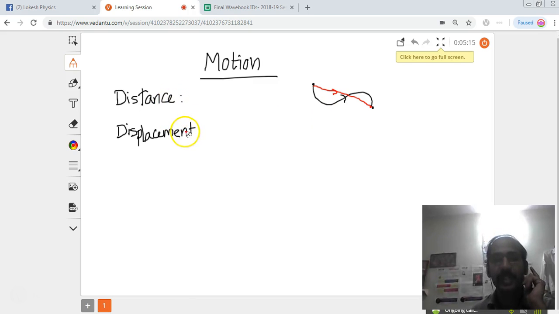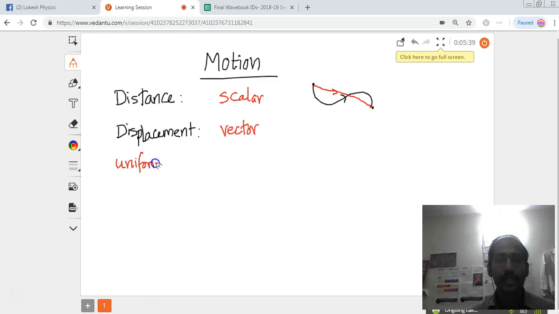What is the difference between distance and displacement? Distance is a scalar quantity and displacement is a vector quantity. Very good. Yes, displacement is the vector quantity. Now, later on we studied about uniform motion.